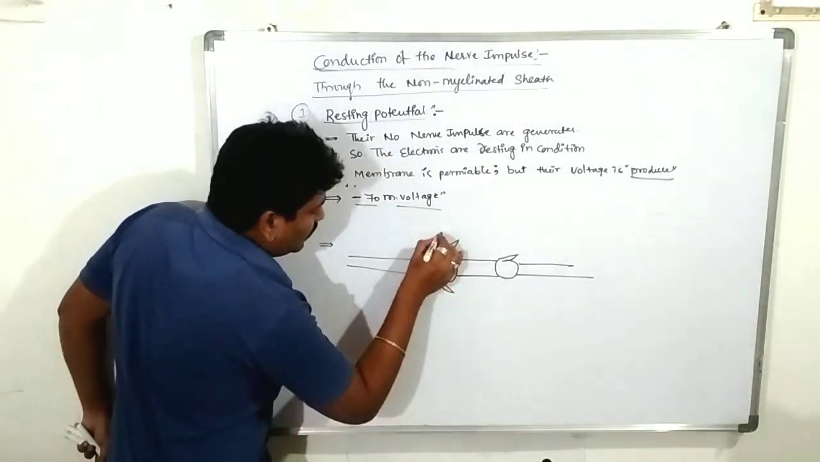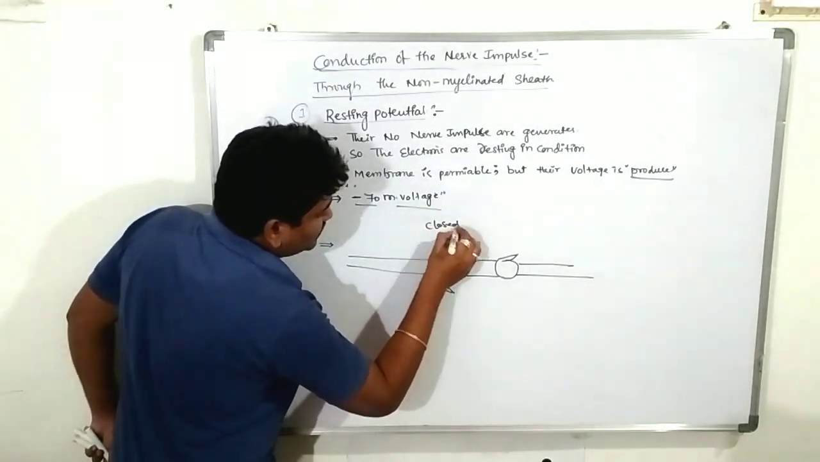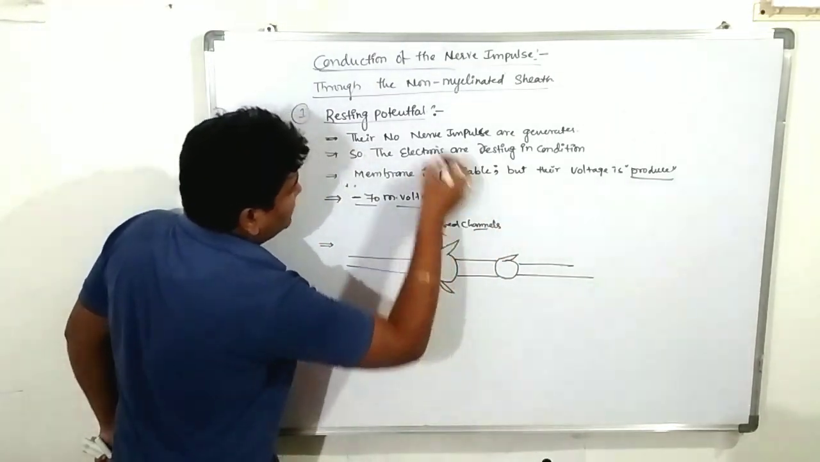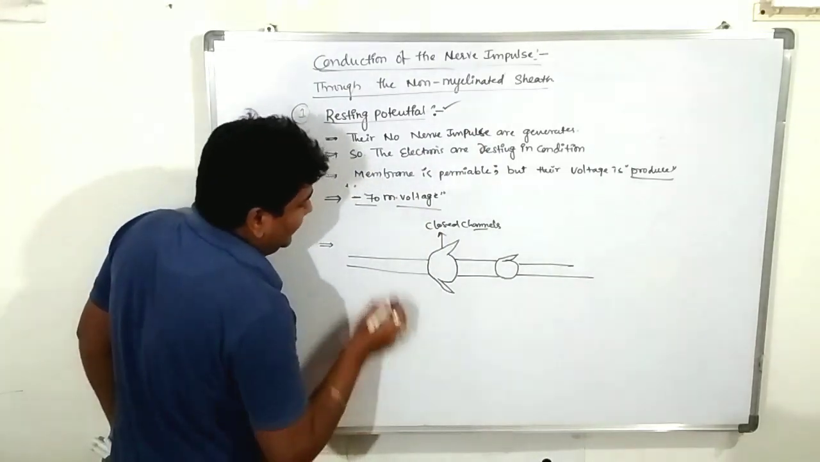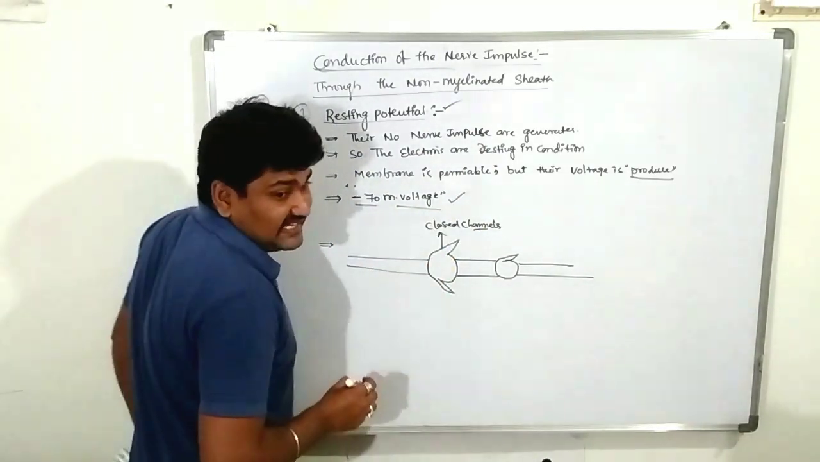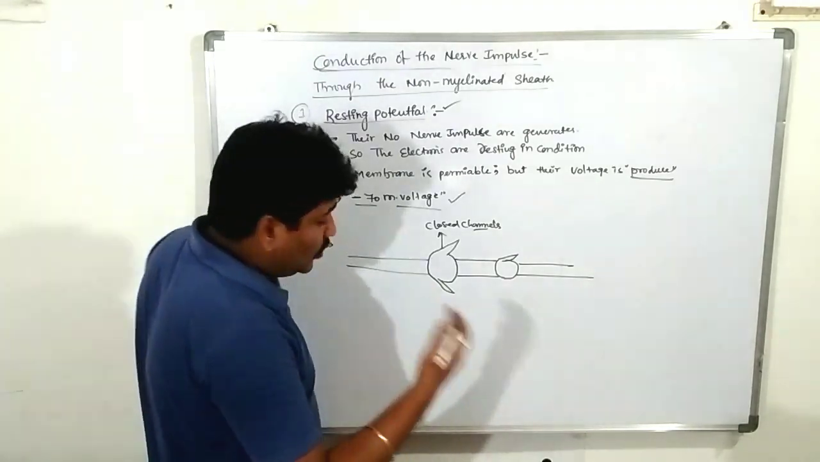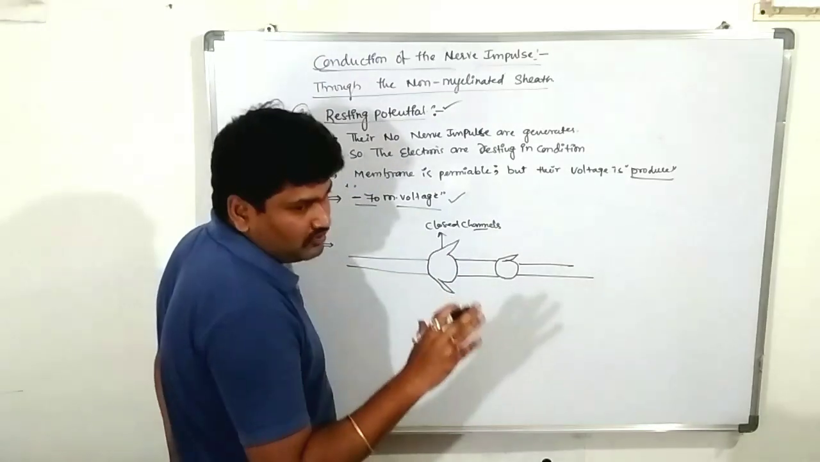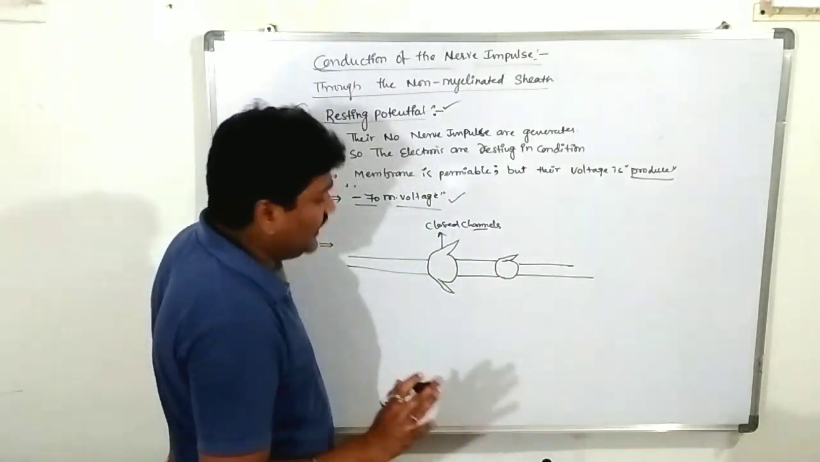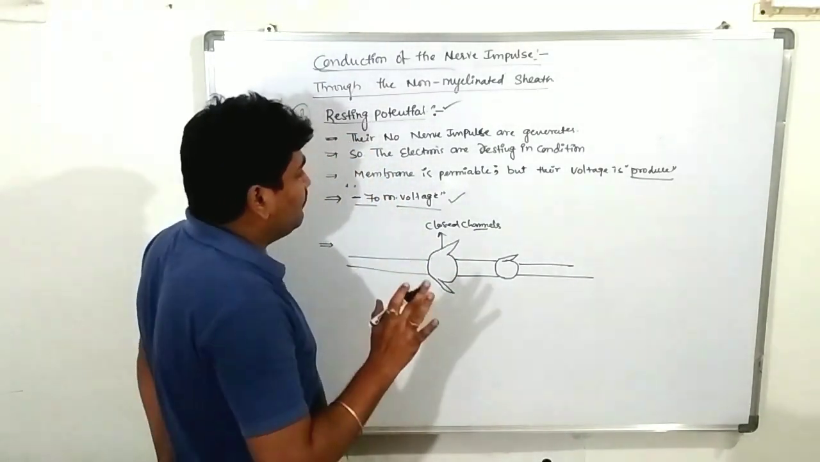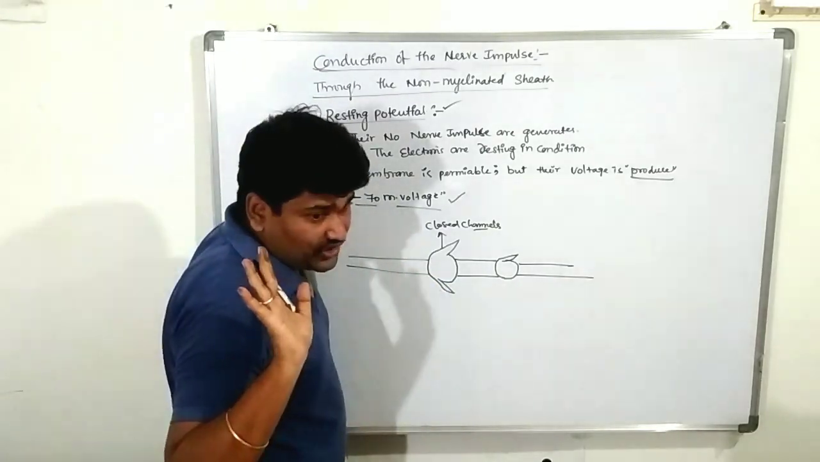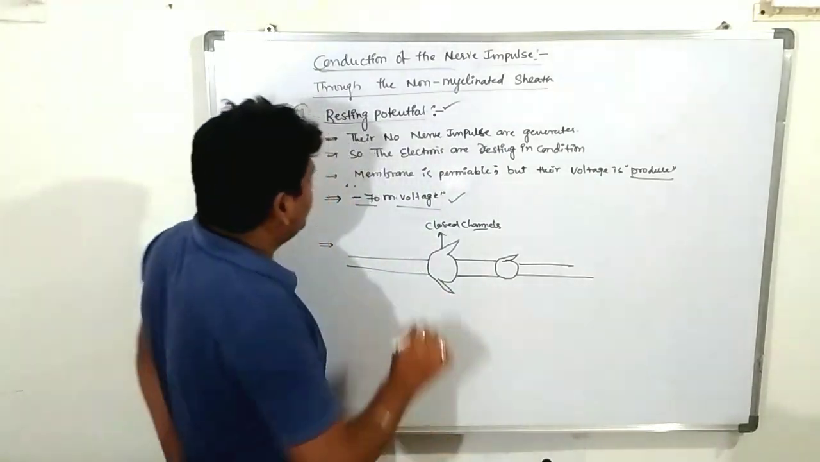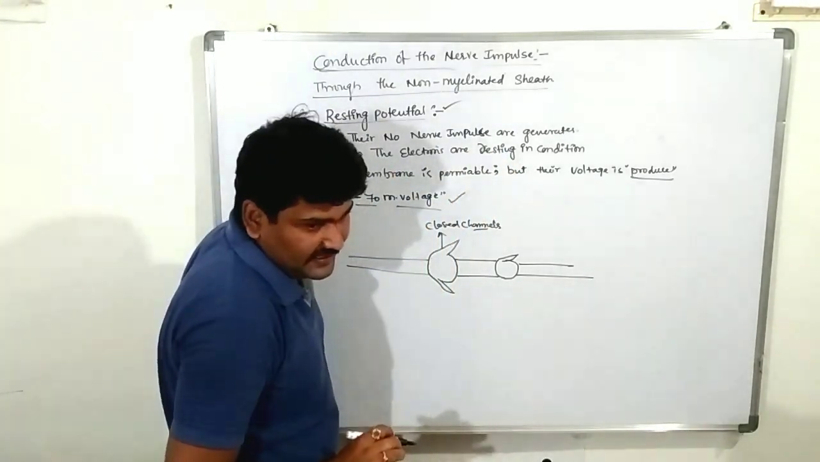So these become closed channels. When they are closed in the resting potential, the voltage is minus 70 millivolts. When the channels are closed, no stimulation has occurred. Listen carefully: in the resting potential, no nerve impulse is generated, so the ions are in resting condition.